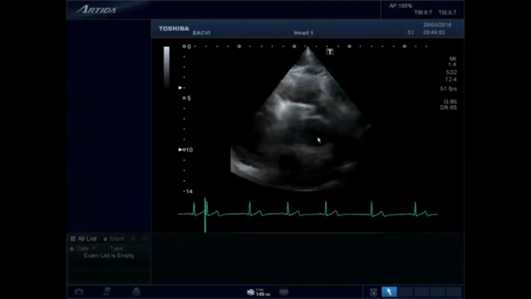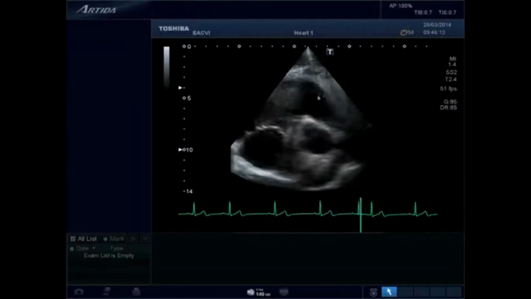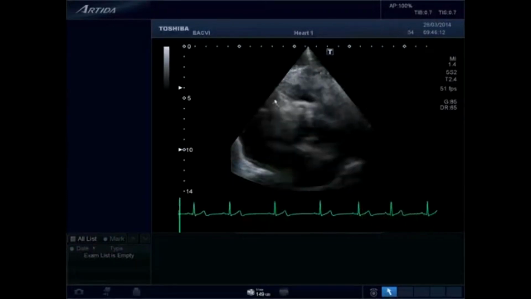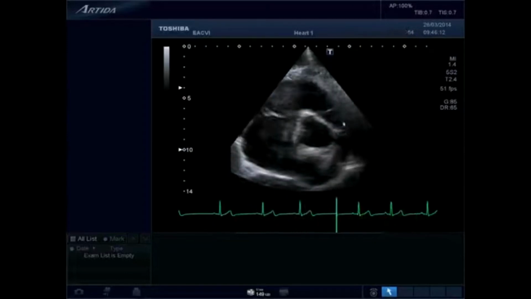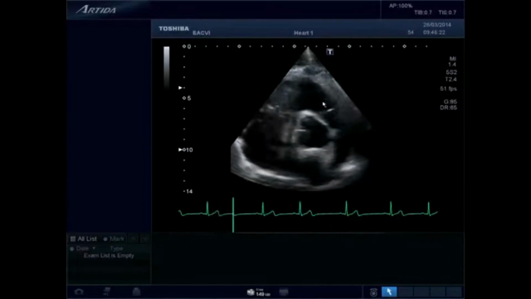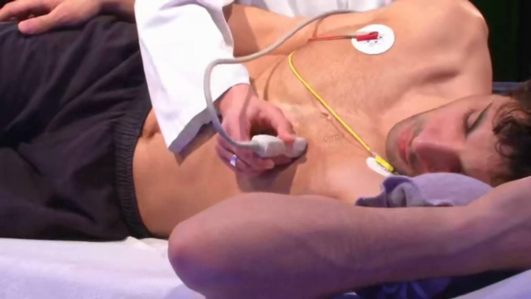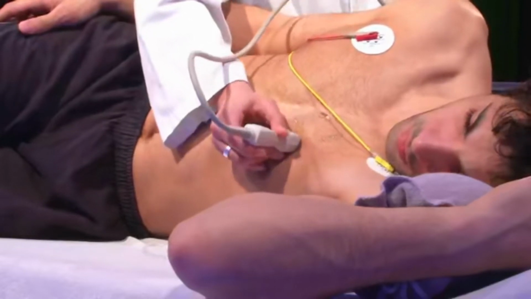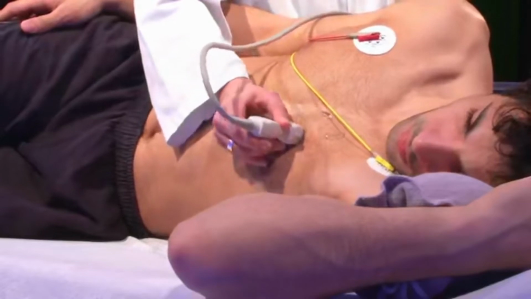Now I will try to obtain a view that is more focused on the pulmonary valve. Here is the right ventricle, here is the tricuspid valve, here the right atrium, and here the pulmonary artery. Now I will try to move a little bit next to the sternum in order to have a view that is more focused on the pulmonary valve.